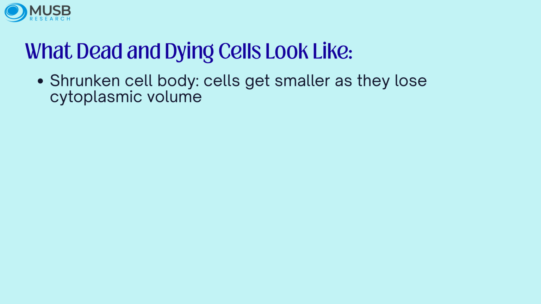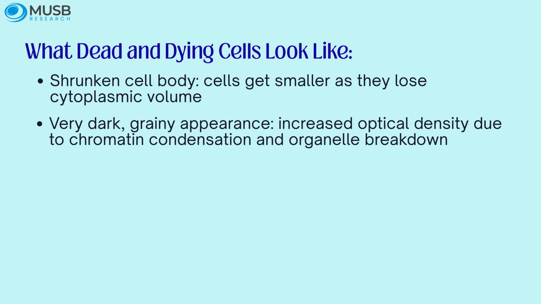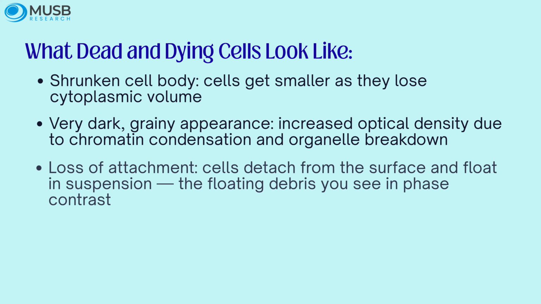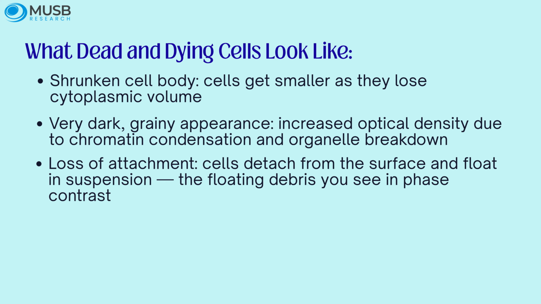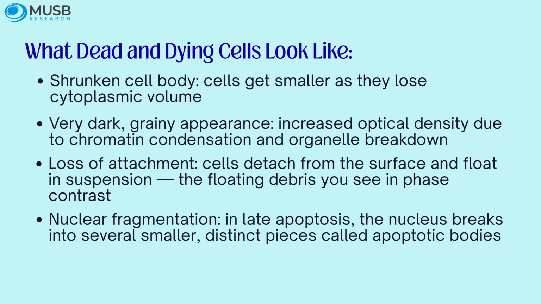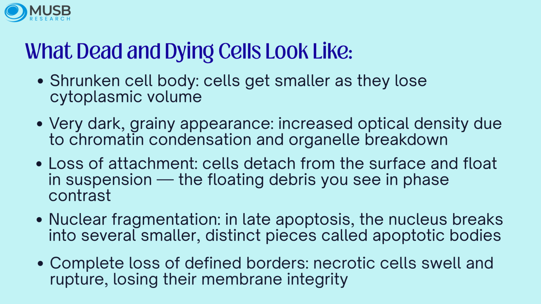Shrunken cell body. Cells get smaller as they lose cytoplasmic volume. Very dark, grainy appearance, with increased optical density due to chromatin condensation and organelle breakdown. Loss of attachment. Cells detach from the surface and float in suspension, the floating debris you see in phase contrast. Nuclear fragmentation. In late apoptosis, the nucleus breaks into several smaller, distinct pieces called apoptotic bodies. Complete loss of defined borders. Necrotic cells swell and rupture, losing their membrane integrity.